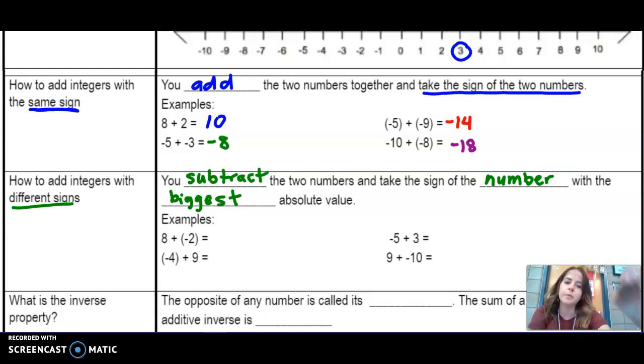So in this first one, I have 8 and -2. Ignoring the negative, 8 is bigger and it's positive, so my answer will be positive. And I subtract 8 minus 2 is 6. With this one, -4 and 9. Ignoring the negative, 9 is bigger than 4, and it's positive, so my answer will be positive. And subtracting 4 and 9, I get 5.